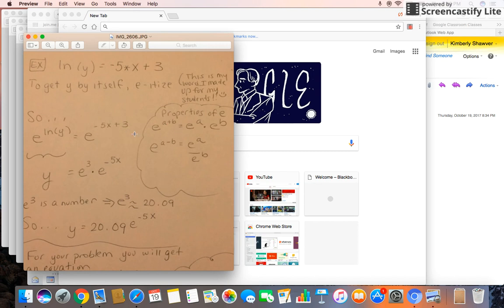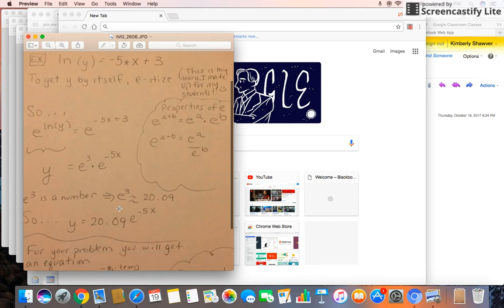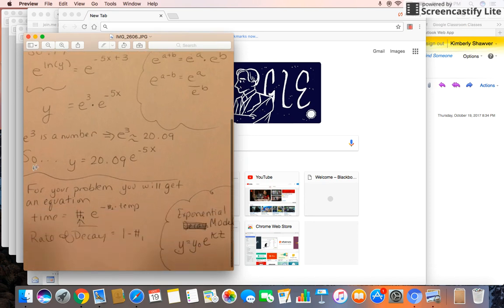But using a property from, again, an earlier algebra class, e to the a plus b is also the same as taking e to the a times e to the b. So applying that here, I would get e to the third power times e to the minus 5x. E to the third is just a number. Put that in your calculator, you get a number. So the equation simplifies down to something like this.